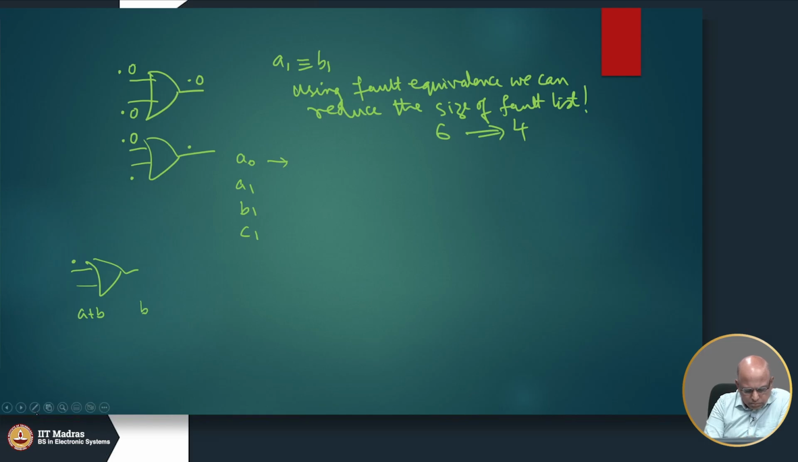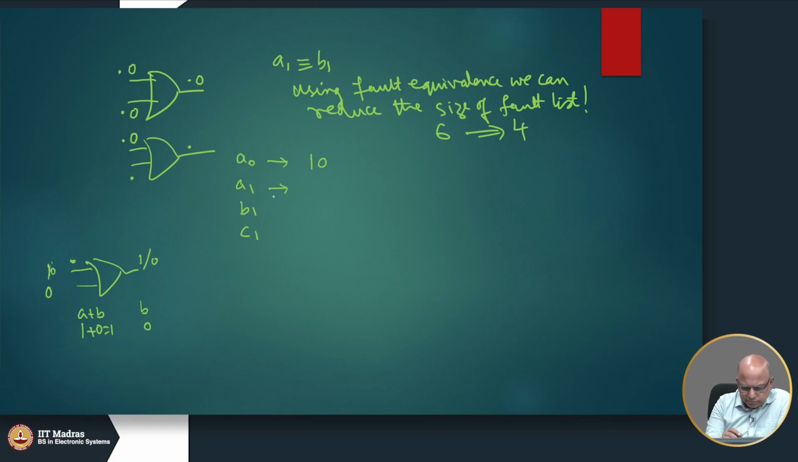So, by selecting, let us say, 0 0, I am sorry, 1 0. If I apply 1 0, 1 plus 0 is 1, whereas here B is 0. So, 1 0 is a test vector. If I apply 1 here and a 0 here, a good circuit will produce a 1, but if this input is stuck at 0, it will have a 0, and as a result this will also produce a 0.